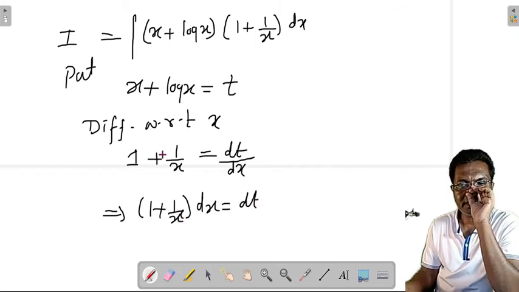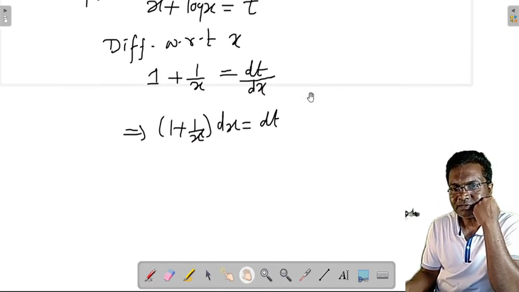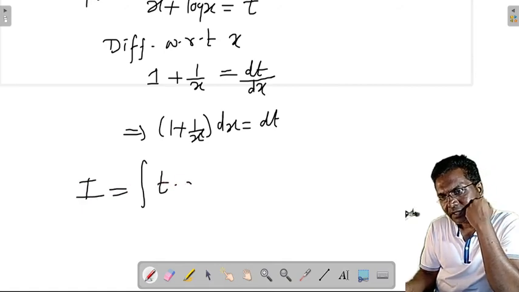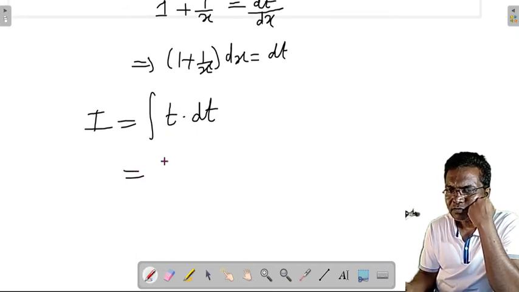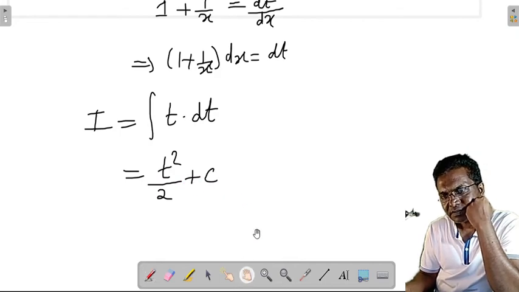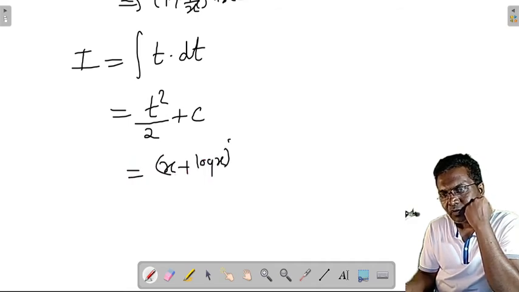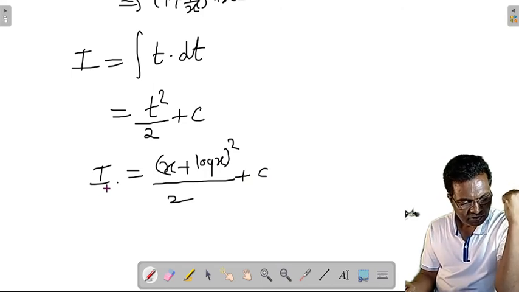Bring this dx to this side. So this is your t, this is your dt. Very simple, I equals integration of t dt. Integration of t is t square by 2 plus c, and t is x plus log x, so it is (x plus log x) whole square by 2 plus c. So this is your question number 36.